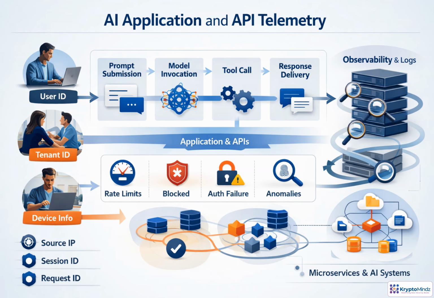Application telemetry should follow the AI request from the first API call to the final response. Capture who made the request, where it came from, the session and request identifiers, and the endpoint used. Then trace the workflow stages: prompt submission, retrieval, model invocation, tool calls, guardrails, and delivery. Gateway and WAF logs add rate limits, blocked payloads, authentication failures, and anomalies. The goal is to reconstruct what happened without storing unnecessary prompt or response content.